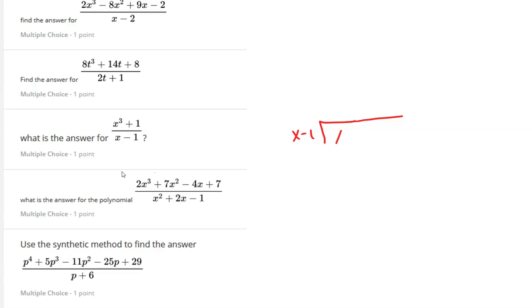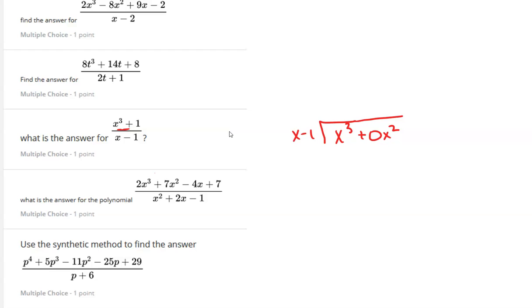Now watch what I do this time. Remember, it has to be in the form x cubed, x squared, x, and then the constant. So I write the x cubed like that. There is no x squared term. So what do I put? I have to put a placeholder, plus 0x squared, like that.